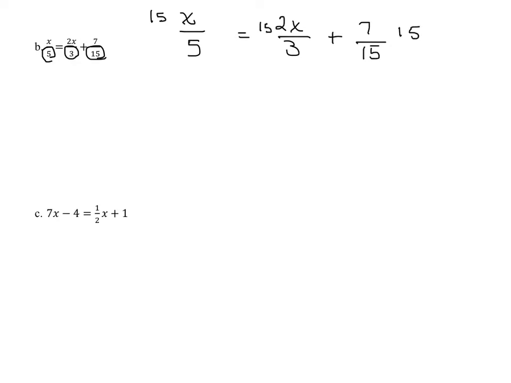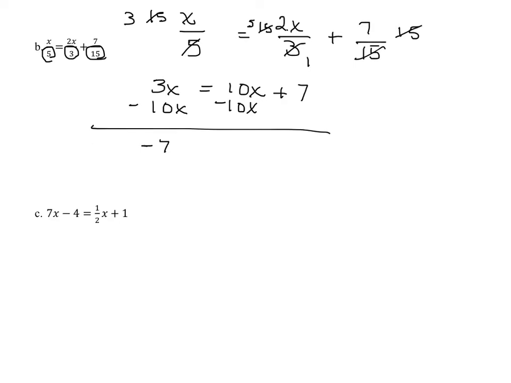terms here. 5 goes into 5 once, 5 goes into 15 3 times, so I'll get 3x is equal to, 3 goes into 3 once, 3 goes into 15 5 times, 5 times 2 is 10x, 15 divides out, plus 7. Now I move things around. Now in this case, I'm going to bring the 10x over to the other side as a negative 10x because the 7's already over there and I don't feel like moving 2 things.